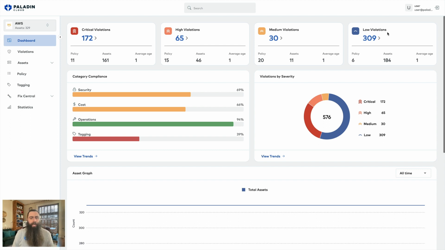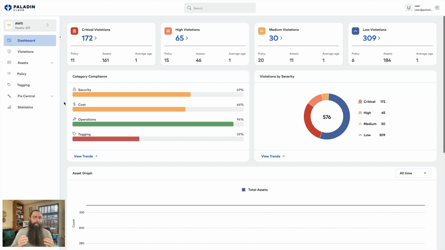Mature organizations often have SLAs around the turnaround time for a violation based on severity level. For instance, critical violations should be measured in hours, 24 or 48, while medium violations may take a few weeks to remediate. Our compliance categories are broken into 4 groups, and here we can see our compliance percentage with each type.